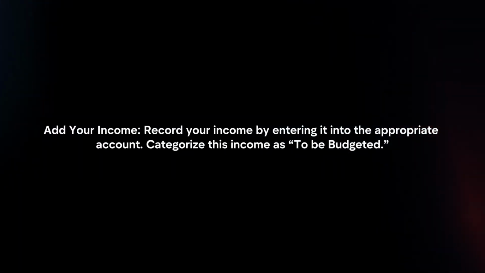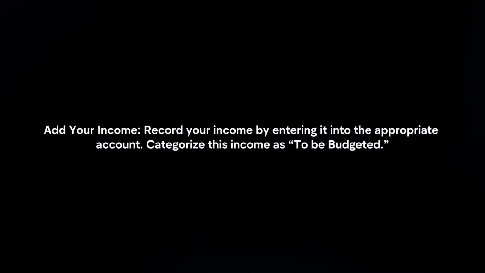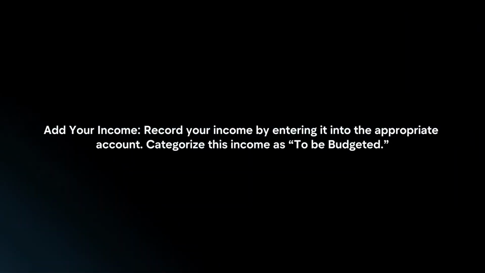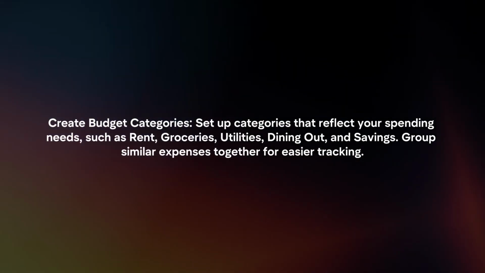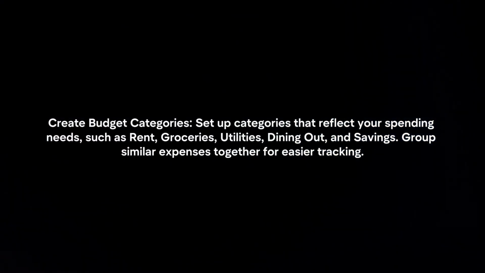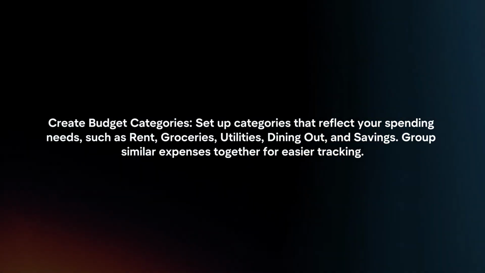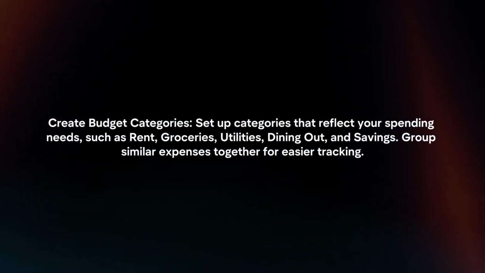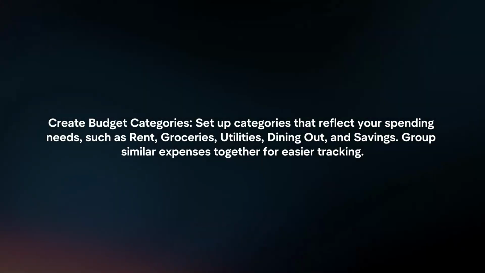Add your income. Record your income by entering it into the appropriate account. Categorize this income as to be budgeted. Create budget categories. Set up categories that reflect your spending needs, such as rent, groceries, utilities, dining out, and savings. Group similar expenses together for easier tracking.